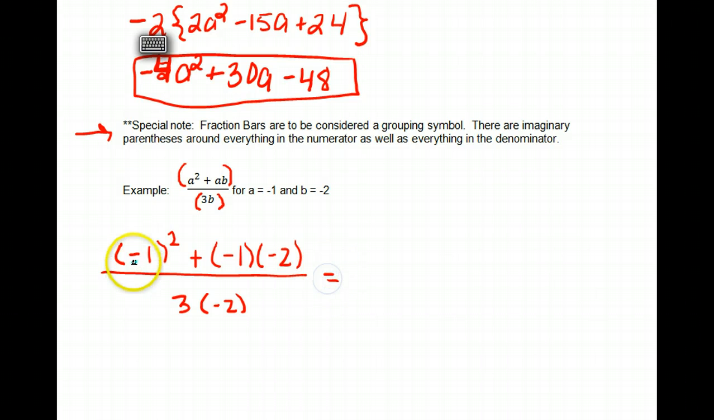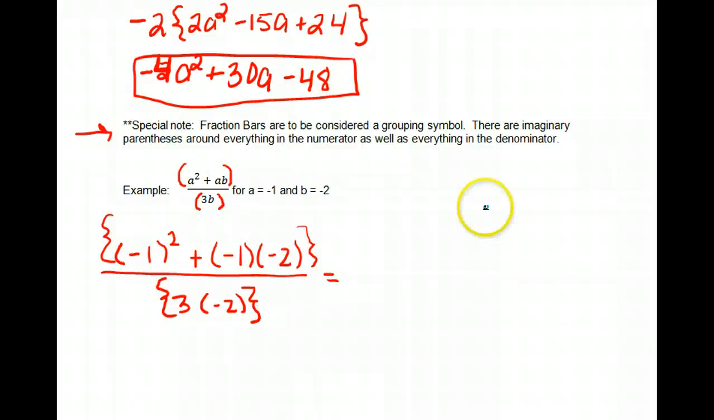Now, since I told you that there are imaginary grouping symbols around this numerator and this denominator, you need to think to yourself, well, before I can do anything, I need to take care of all of the math that's in the numerator and all of the math that's in the denominator. So we're going to do our exponent. Negative 1 squared makes 1 plus negative 1 times negative 2 makes 2. In the denominator, you have 3 times negative 2, which makes negative 6.